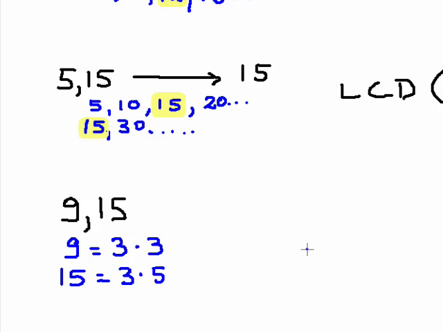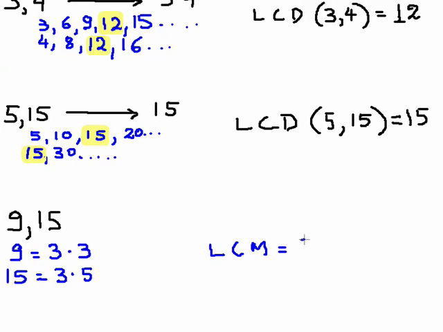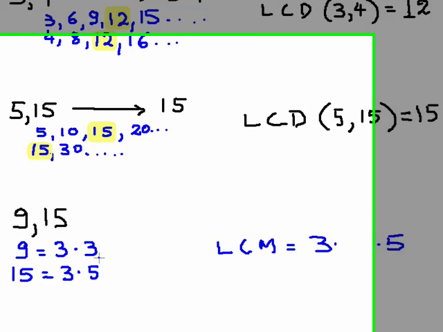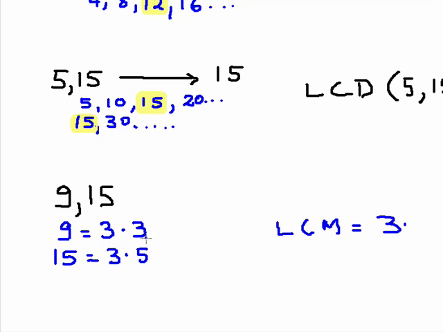The least common multiple of those will be nothing else than the product of the numbers that you see in the prime factorizations, the 3 and the 5, multiplied by themselves as many times as they maximally appear in one of the prime factorizations. So, look at the 15. You have one 3 and one 5. Look at the 9. You have two 3s and zero 5s.